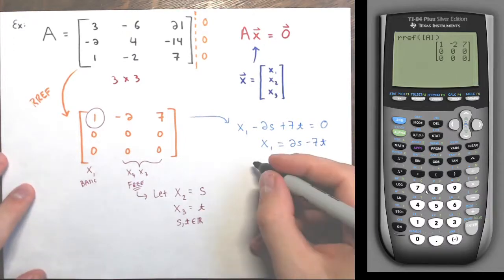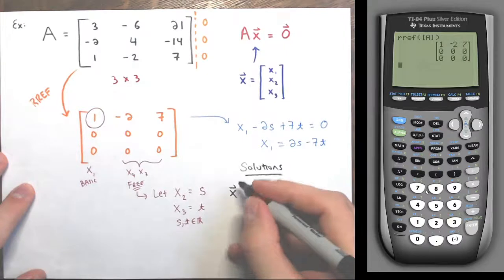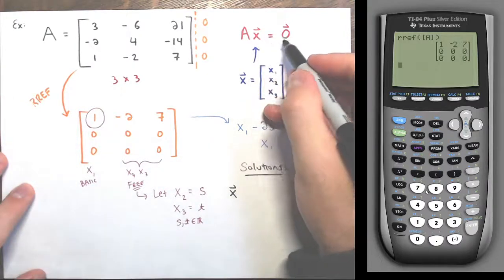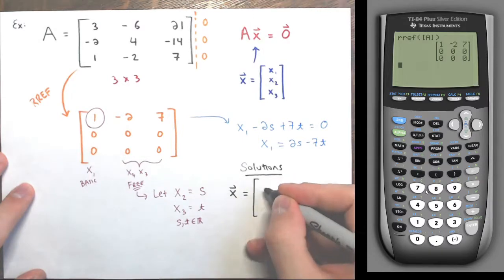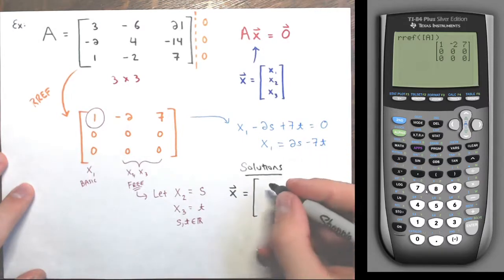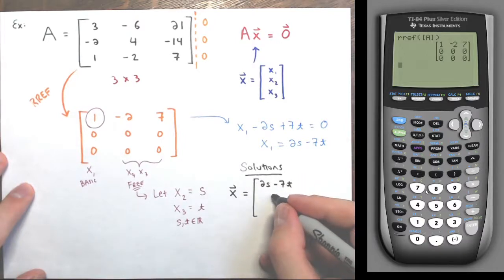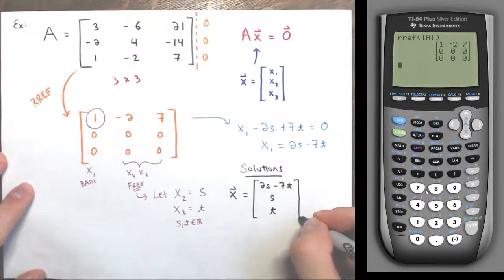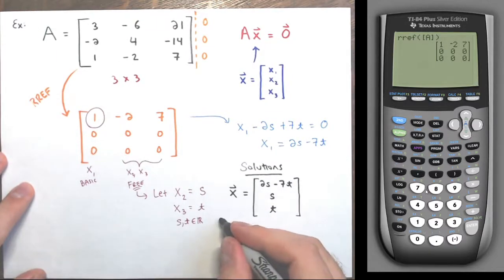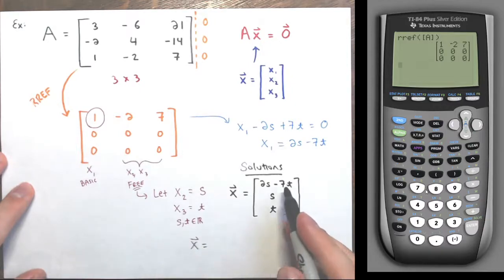So the solutions, every solution, every vector x that I can replace up here to make this equation true, looks like this. Now, I'm not going to write the x1, x2, x3 this time. I'm just going to write what they look like. 2s minus 7t, then x2 is s, x3 is t. And then just like the last problem, two free variables, s and t.